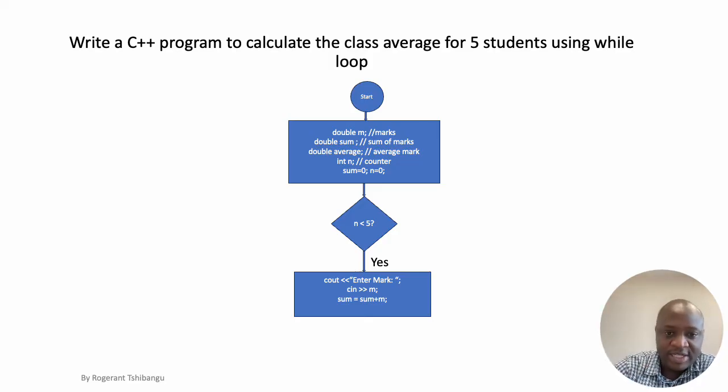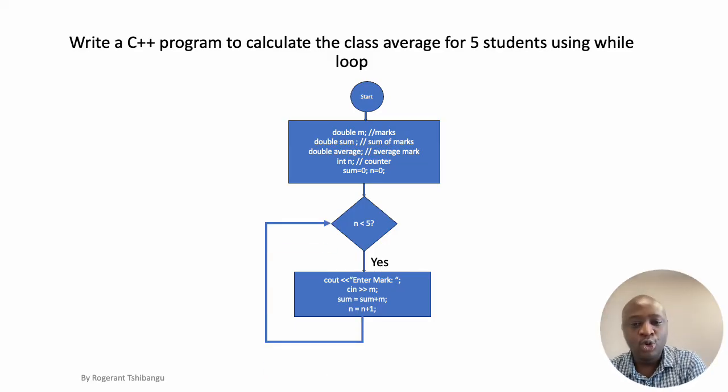Now, to make sure that you don't miss that, you also add 1 to your counter. So you start the counter at 0, and then you add 1 every time you capture 1 mark. And then after you do that, you loop it. So you go back and check again. Is n less than 5? If yes, then you ask the user to enter another mark. You add that mark to your sum, and then you add the 1 to n.